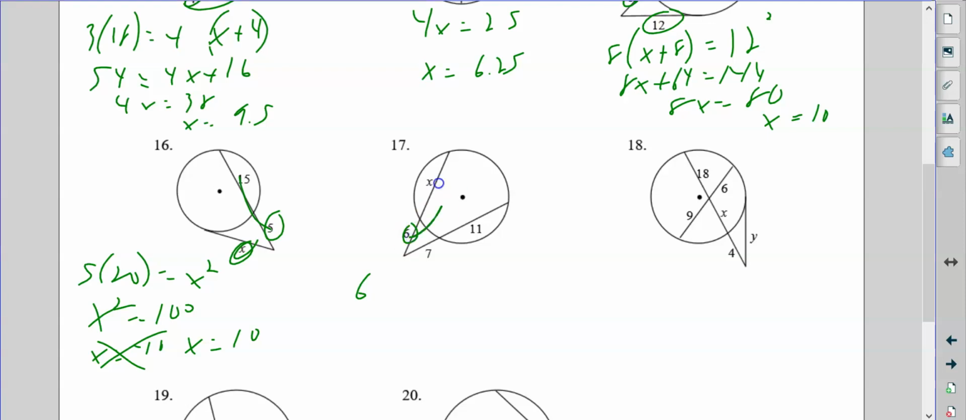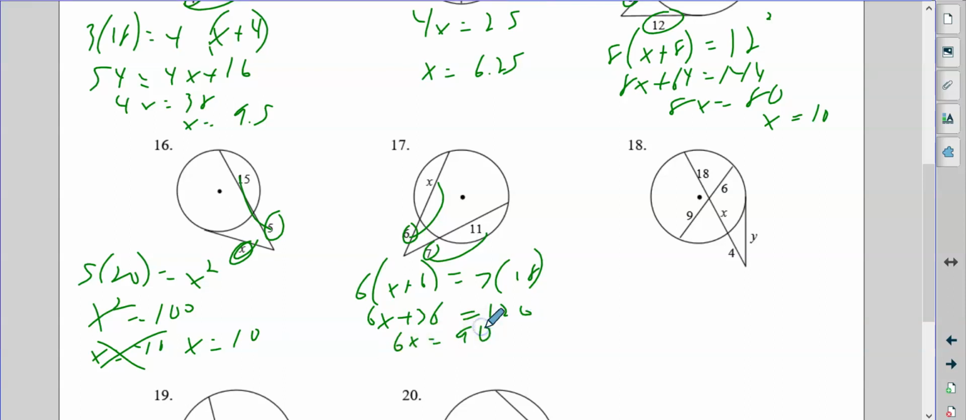Part times whole equal to part times whole. So 6x plus 36 equals 126. Minus 36, we get 90. And if we divide by 6, we get 15.